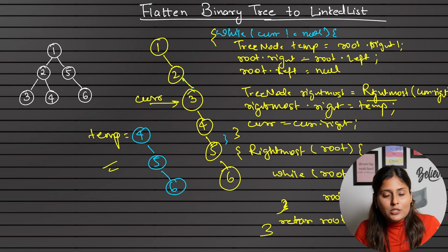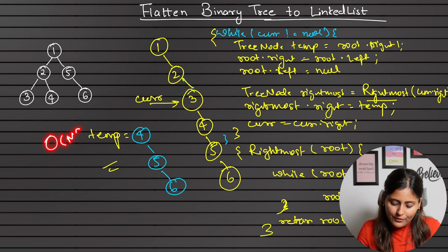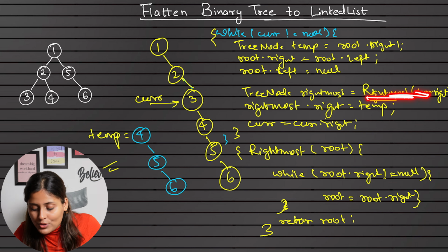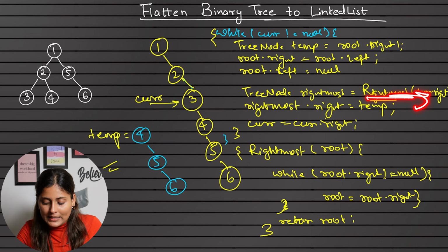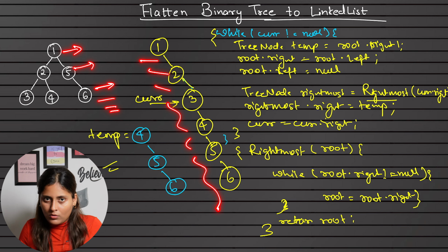Very simple. But the time complexity here, as you can see, current has moved to every node. So O of n for sure. But we are calling a rightmost function over here. Can you see this? Yes. And what rightmost is doing, if you remember, first we moved our current at every node. That we can say only total O of n.